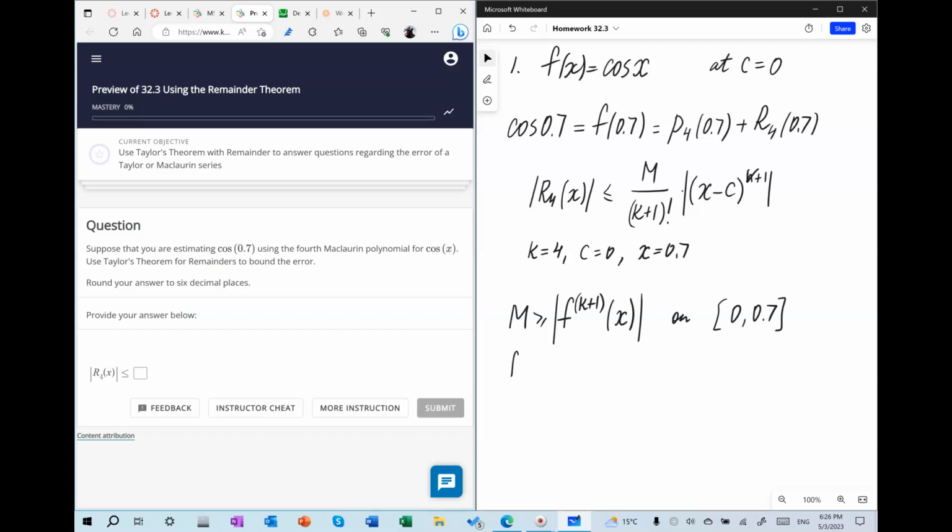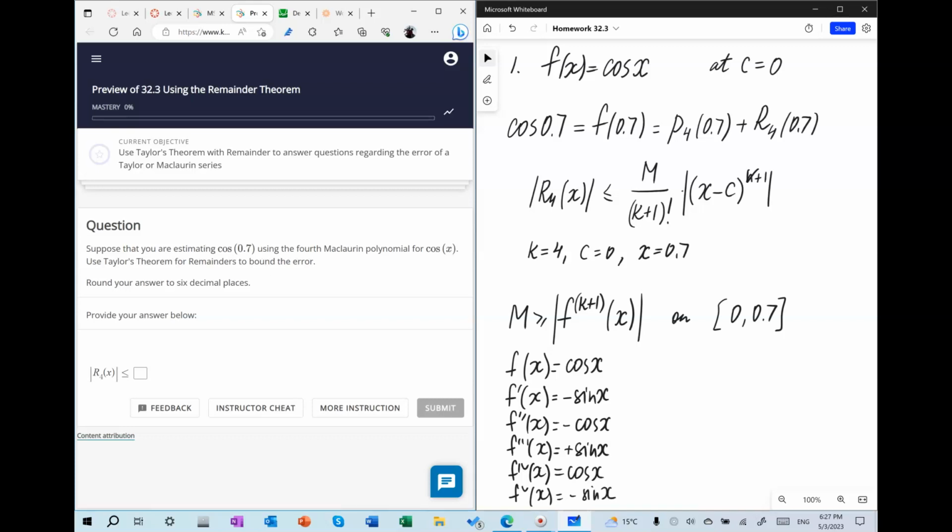So let's go ahead and find the derivatives of this function. The first derivative is negative sine, the second derivative is negative cosine, the third derivative is positive sine, the fourth derivative is cosine, and the fifth derivative is negative sine. So we need to find the maximum of negative sine x on the interval from 0 to 0.7.